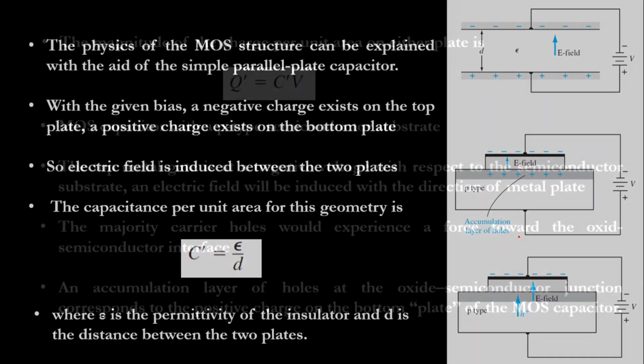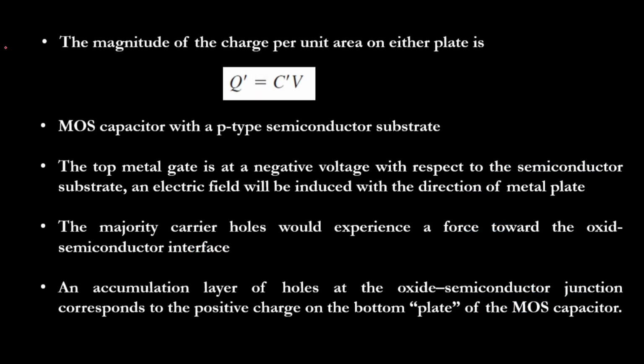One more thing: the magnitude of the charge per unit area on either side of the plate, where negative charges and positive charges are accumulating, is given by the expression Q equals CV. C is the capacitance, V is the applied voltage. The charge accumulating on the plate is given by this expression. The same thing I have explained is given here.